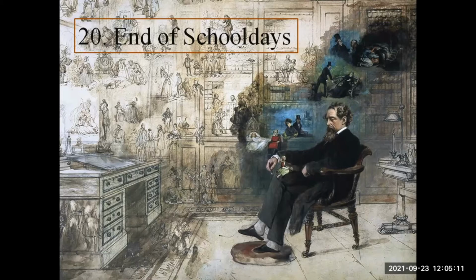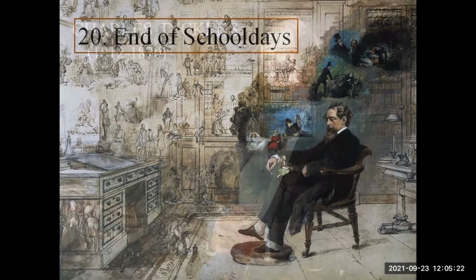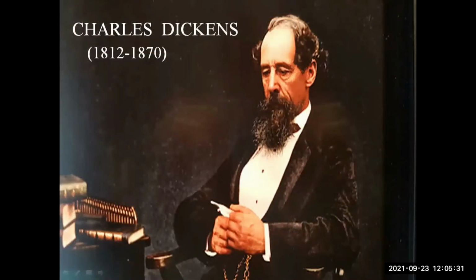But before we go and learn about the chapter, like always, let us first learn about our author Charles Dickens. So Charles Dickens was born in the year 1812. He was one of the greatest English novelists of all times, and most of his works, with young boys at the center of the narrative, depict the lives of the deprived class of people.